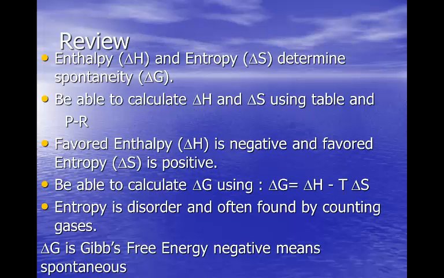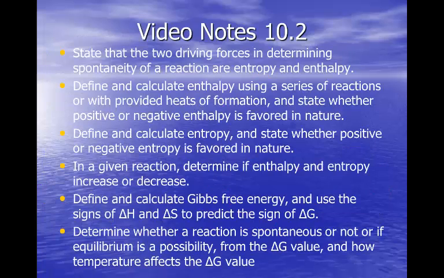Okay, so to review, things falling out of the sky would be spontaneous, okay? All right. Enthalpy is H, entropy is S. They help us determine the spontaneity, or G, Gibbs free energy. You have to calculate H and S. Make sure to do sum and then products minus reactants. Favored enthalpy is negative. Favored entropy is positive. Be able to calculate G using this formula. All right. Entropy is disorder, and we have to count gases a lot. Okay. Change in state helps too. Change in state. We'll practice. Okay. Gibbs, delta G is Gibbs free energy. Negative means spontaneous.